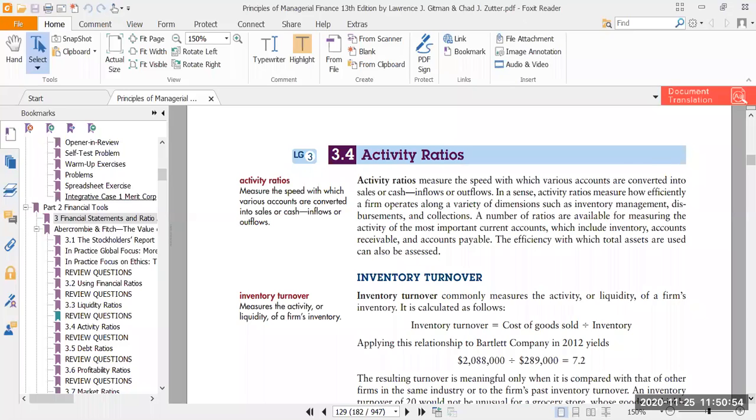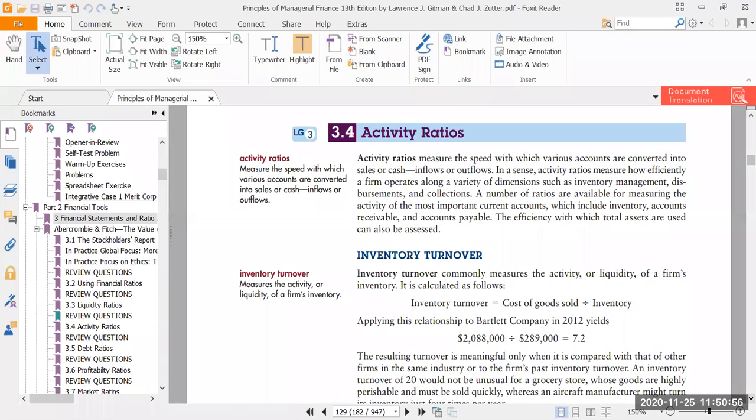Now move towards the second category, the activity ratio. We are going to measure this activity ratio because it tells us the operational performance of the company. It measures the speed with which various accounts are converted into sales or cash. It is again about inflow and outflow related figures.